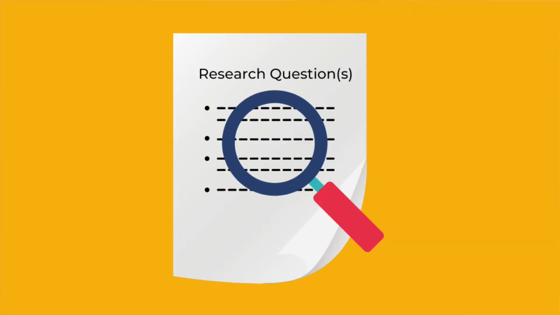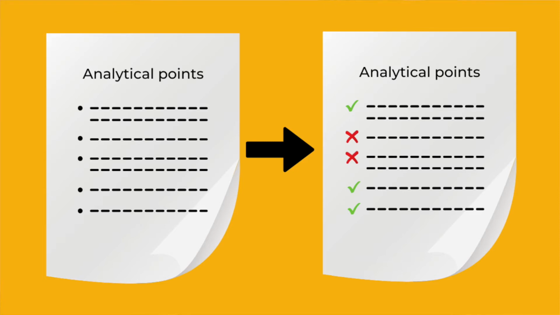So ask yourself what it is that you are specifically researching and what you are not researching. Then look at all the subject areas you are working on and cross out the ones that will not help you answer the overall research question.